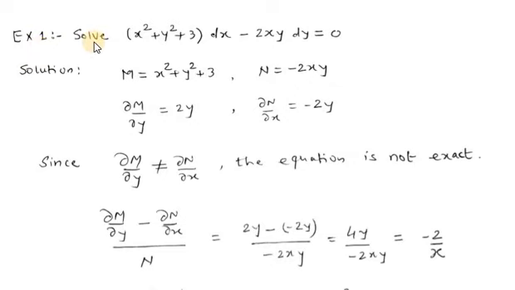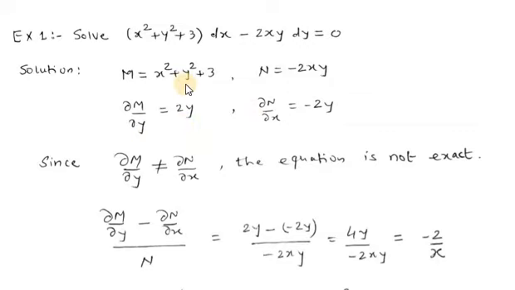Example number 1. We have to solve this differential equation. First of all, we will compare this differential equation with the standard form, and the standard form is Mdx plus Ndy equals 0. By comparison, we have M equals x square plus y square plus 3 and N equals minus 2xy. Now we have to find del M by del y and del N by del x.